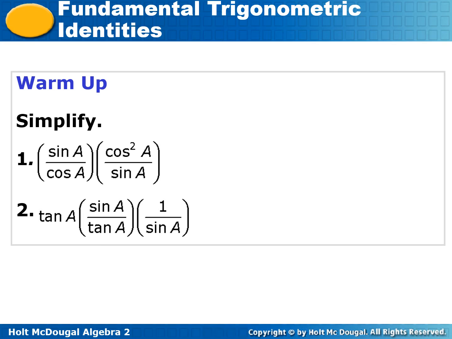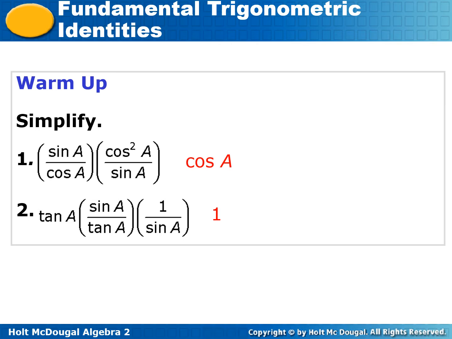Simplify the following: sine A over cosine A times cosine squared A over sine A. What is your answer? Correct, it is cosine A. And how about tangent A times sine A over tangent A times 1 over sine A? In here, you can cancel. So the answer is, correct, it is equal to 1. Very good. So that's the warm-up.